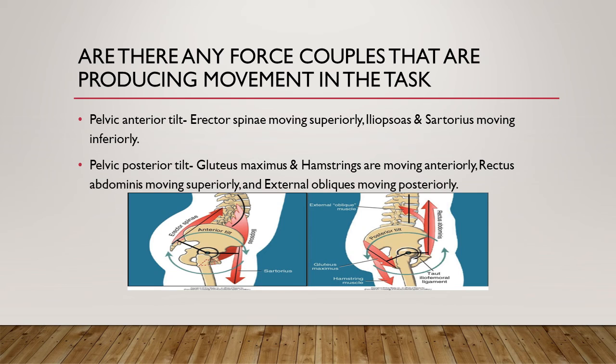Are there any force couples that are producing movement in the task? There are force couples with pelvic anterior tilt. The erector spinae muscle groups are moving superiorly. The iliopsoas and sartorius muscles are moving inferiorly. With the pelvic posterior tilt, the gluteus maximus and the hamstrings are moving inferiorly. The rectus abdominis are moving superiorly, and the external obliques are moving posteriorly.